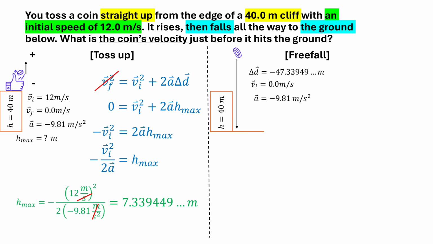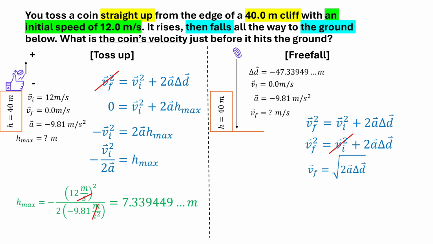Just like before, write down key clues. Initial velocity is 0 this time because it's a free fall situation. Acceleration is negative 9.81 meter per second square. And final velocity is what we try to find. I'm going to use the same kinematic equation as the previous one because time is simply not given.